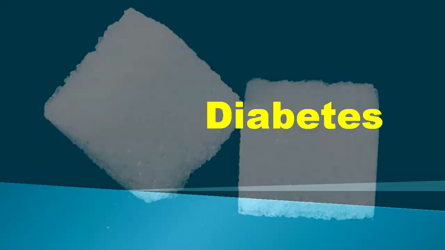Diabetes is a disorder that has to do with sugar. So hence the picture of the sugar blocks up here. A lot of people have heard of diabetes, and a lot of people don't understand exactly what it is, how it works, the different types, and I'm just here to clarify some of those questions today.